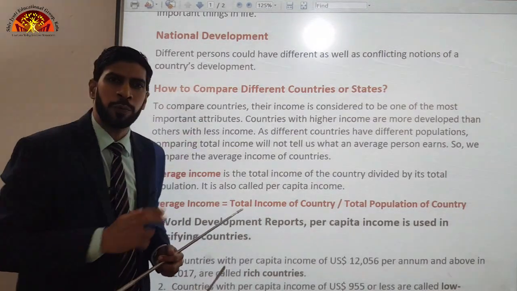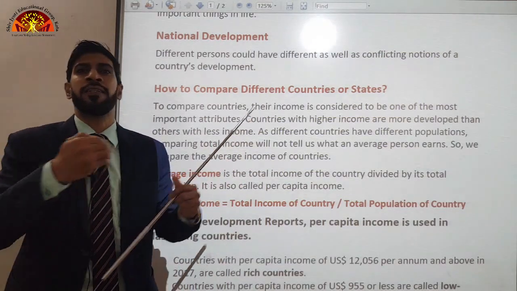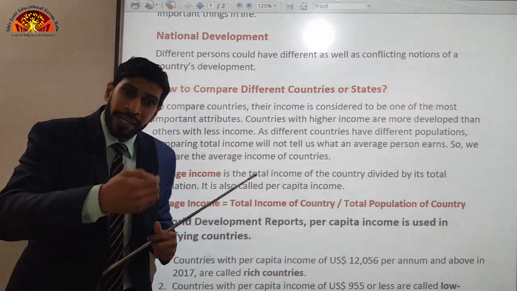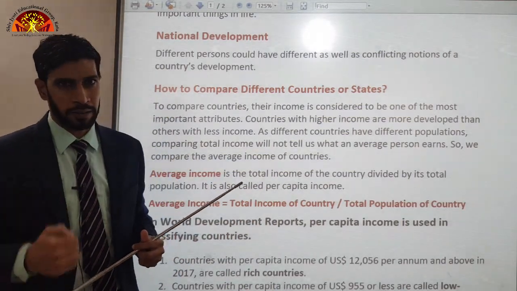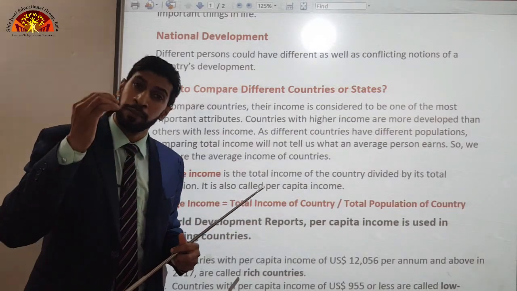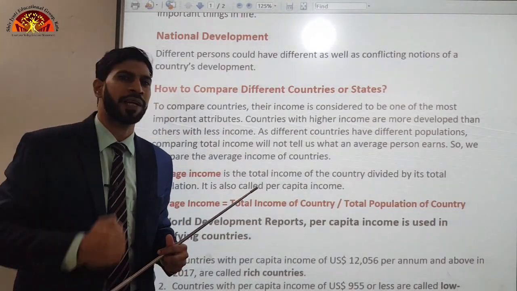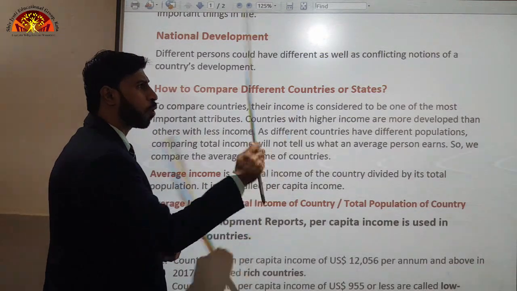Why we compare? By the way, we can compare just to see which country is better than others, and we can find out the reasons why they are better and why the other countries are not better. Okay, it's like a competition, and healthy competition बहुत ही अच्छा होता है जिससे हर एक को तरक्की करने का मौका मिलता है. The question is how to compare different countries or states.